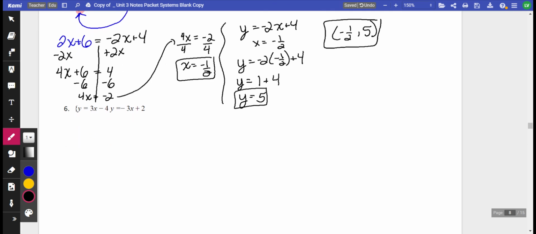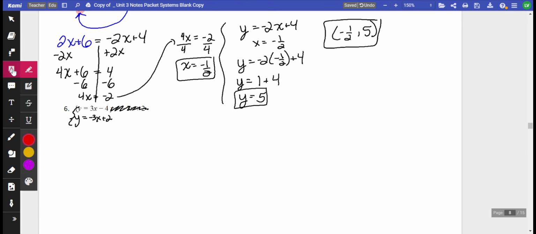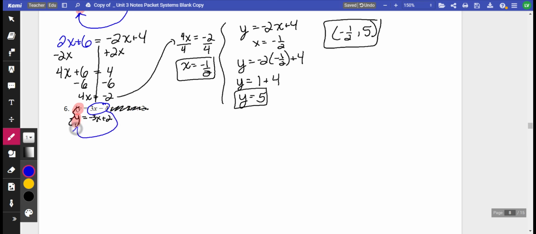All right, number 6. I'm going to rewrite that second equation below. Y equals negative 3x plus 2. Just so it's set up the same way, and I can see it. All right, so my y from my first equation is isolated, as well as my second equation. So I'm going to take this 3x minus 4 and plug it in for y. So 3x minus 4 equals negative 3x plus 2.